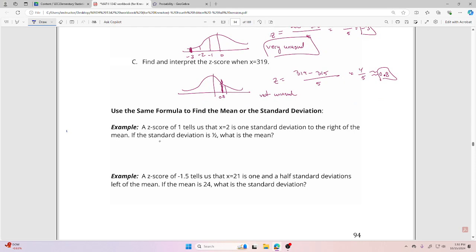A z-score of 1 tells us x equals 2 is 1 standard deviation to the right of the mean. If the standard deviation is half, what does the mean? What does that mean?